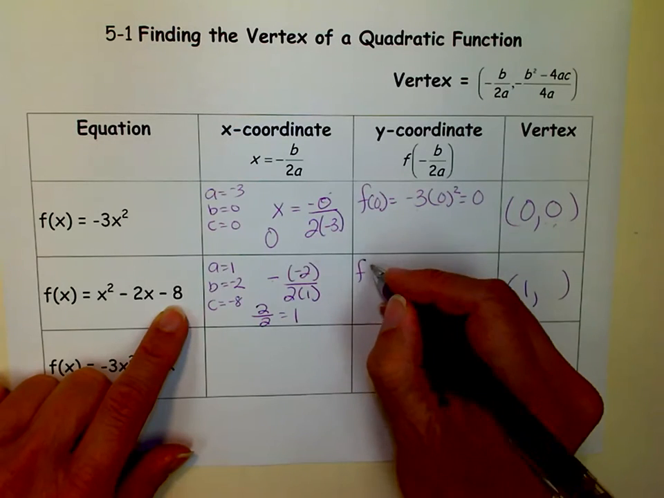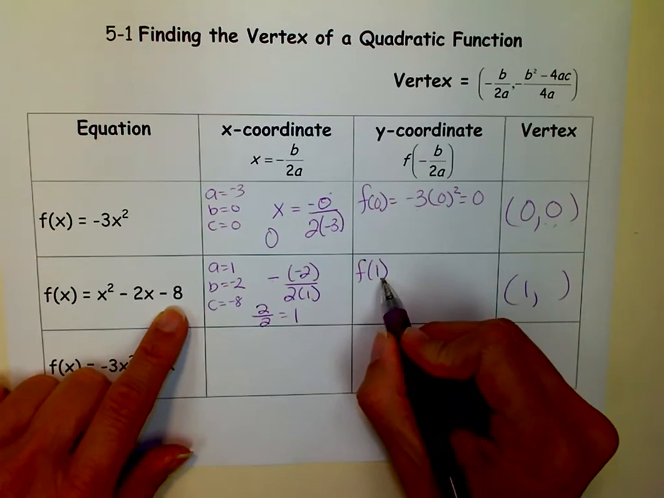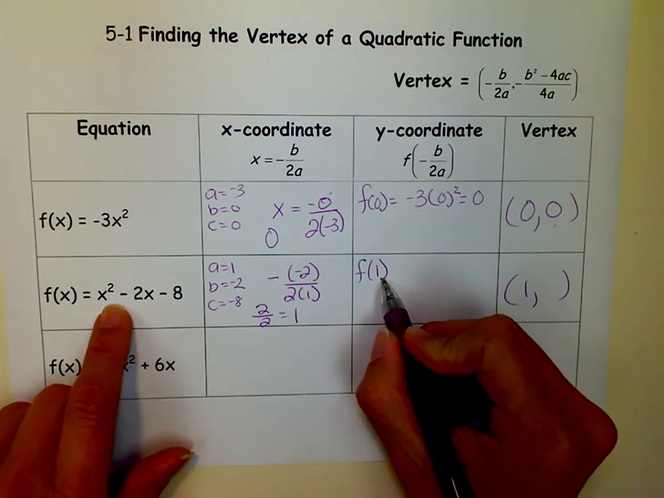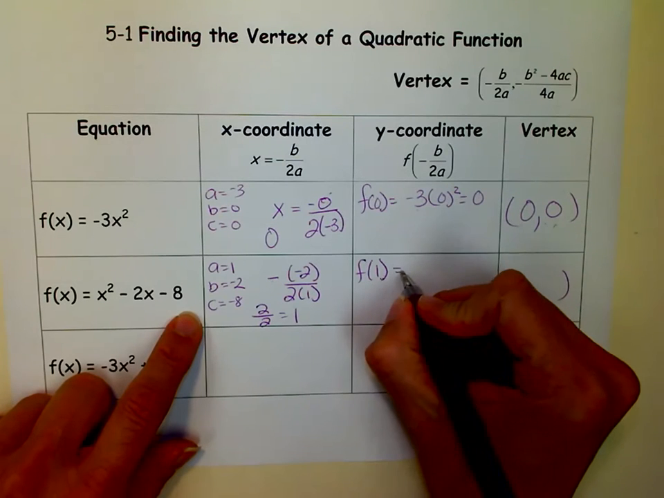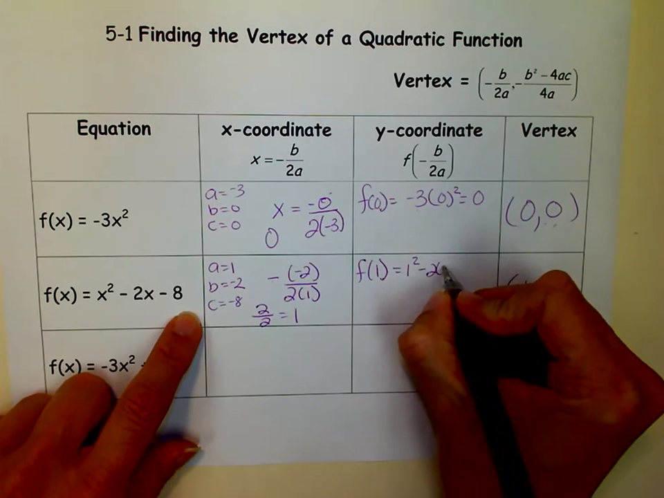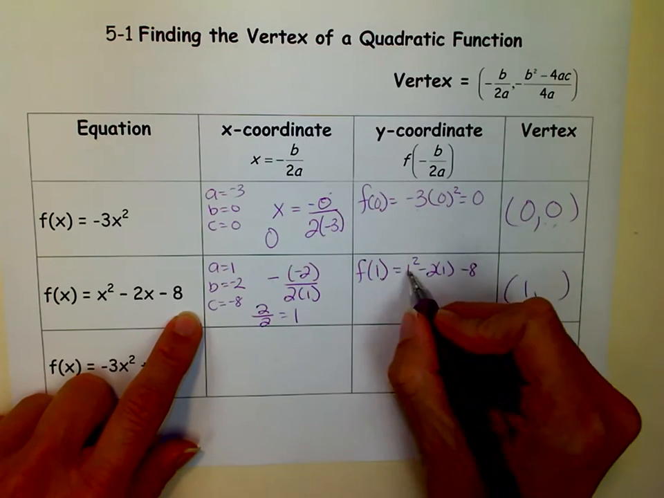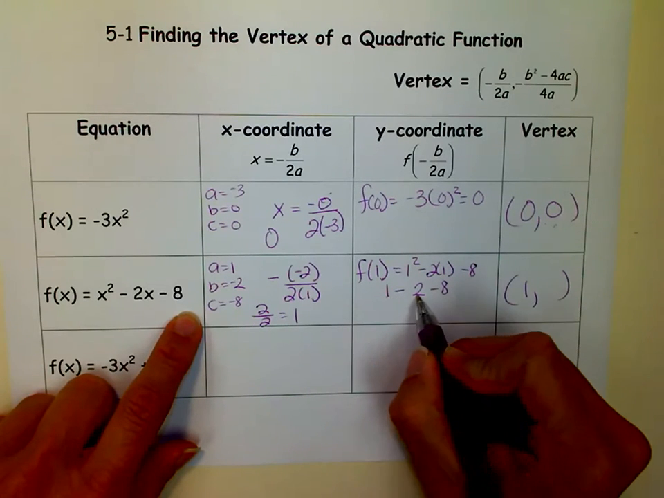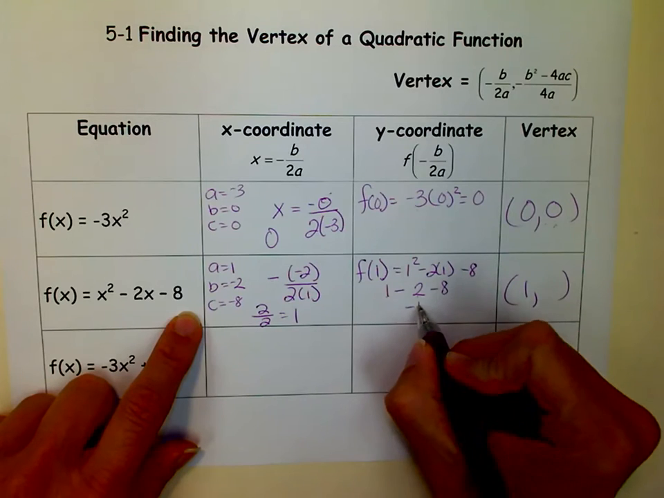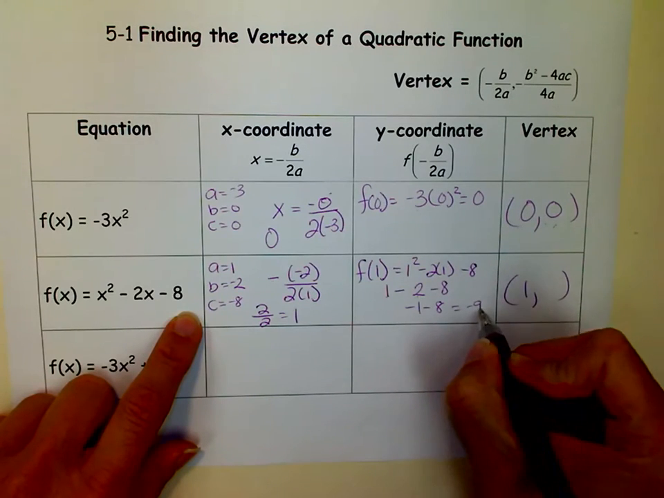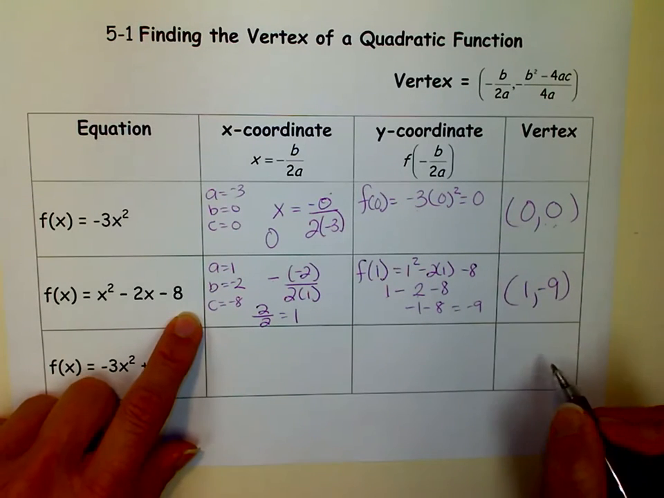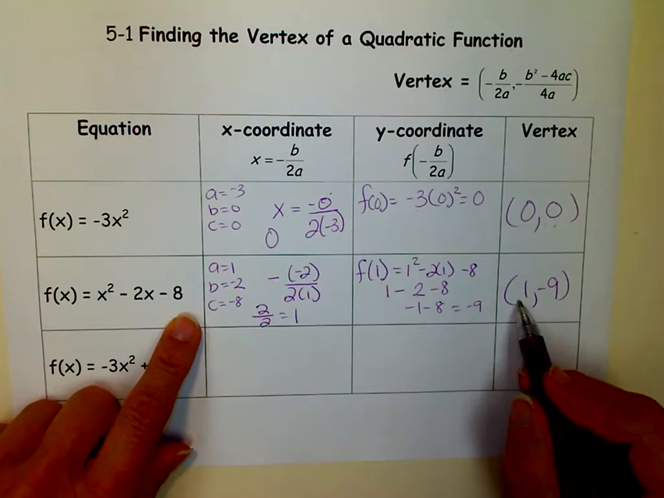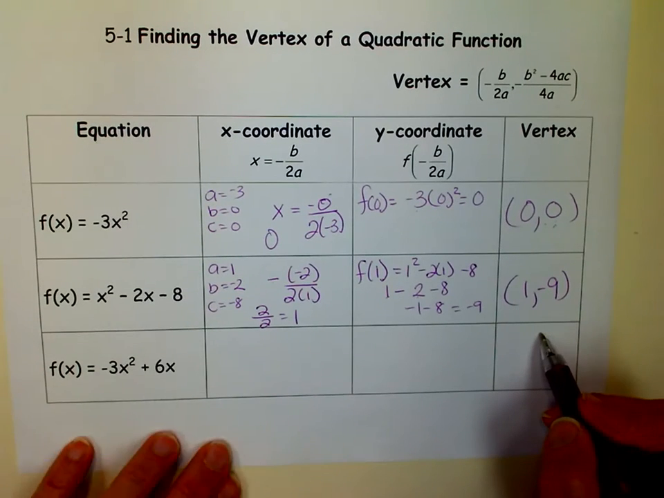So the x-coordinate of my vertex is 1. To find my y-coordinate, I'm going to find f of 1. So I go back to the original equation, and everywhere I see an x, I put a 1. So that's 1 squared minus 2 times 1 minus 8. 1 squared is 1, 2 times 1 is 2, minus 8. So 1 minus 2 is negative 1, and negative 1 minus 8 is negative 9. So my y-coordinate is negative 9, and my vertex is (1, negative 9).